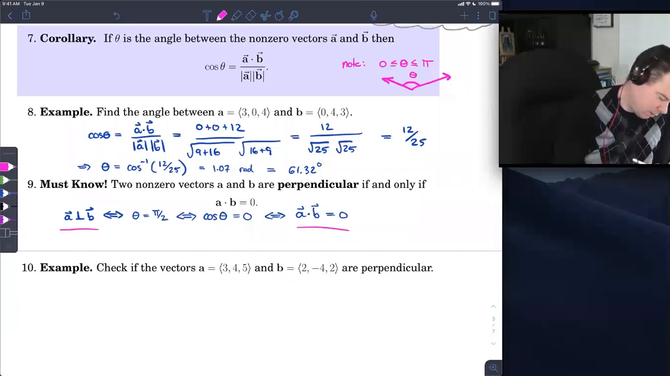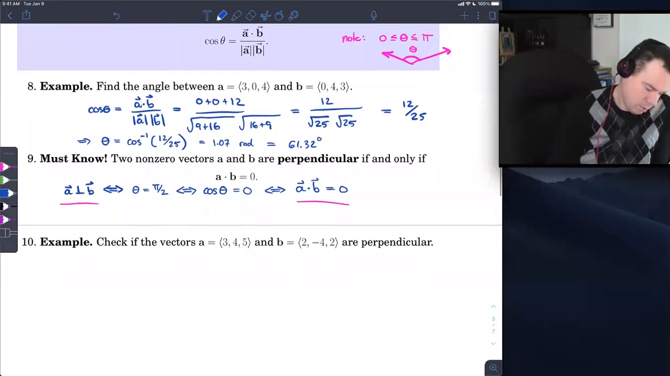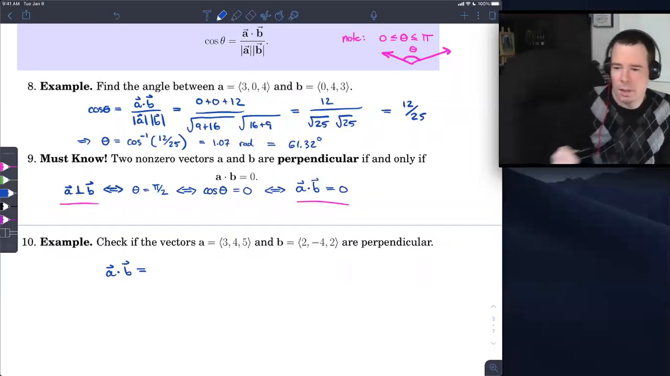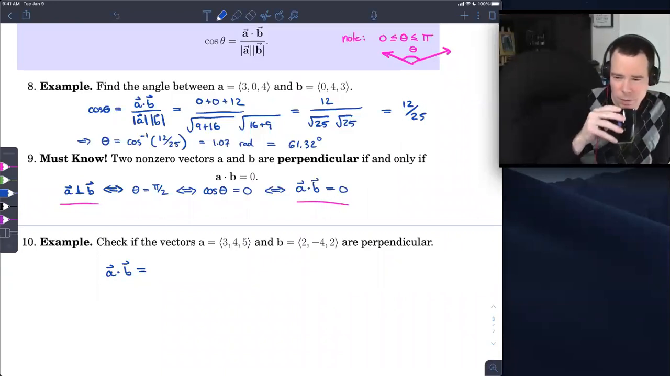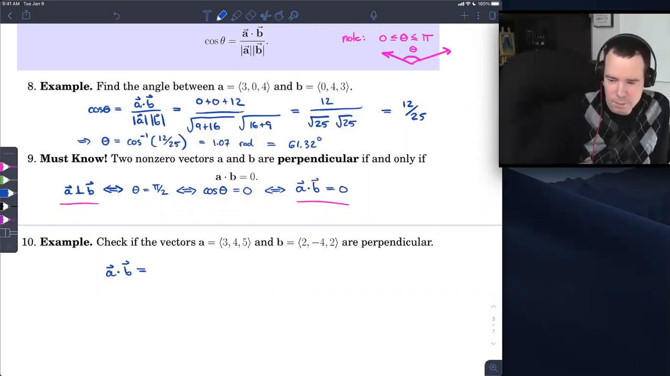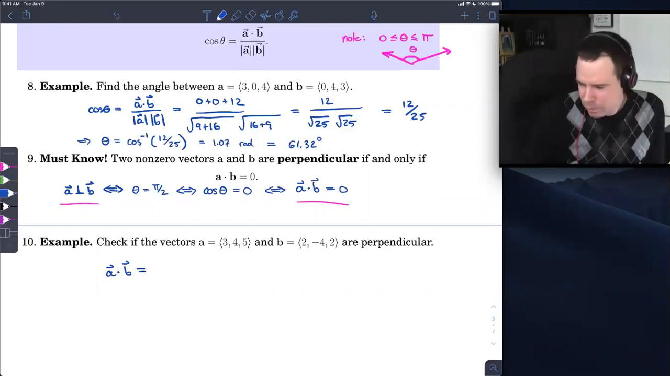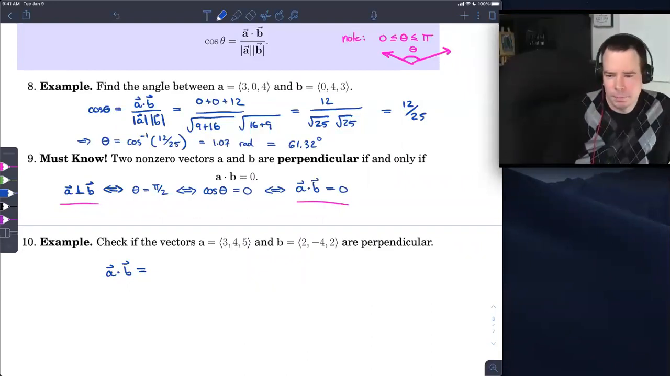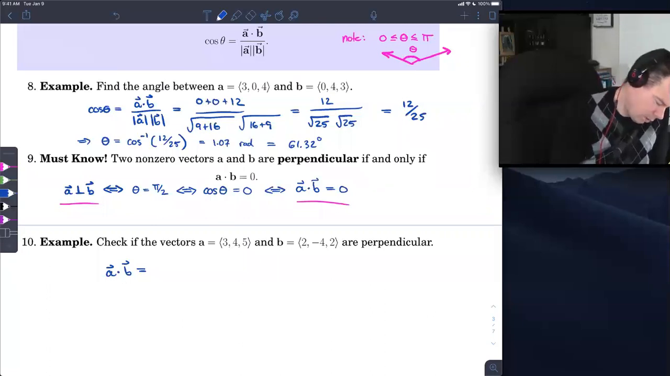So let's see how we can use this as a check. Let's check that these two vectors in 3 dimensions are perpendicular to each other. Go ahead and do a quick calculation and let me know in the chat if you think they're perpendicular or not. What do we think? Are these two vectors perpendicular? Yep, good. We've got a lot of confirmations about them being perpendicular, so let's see why.